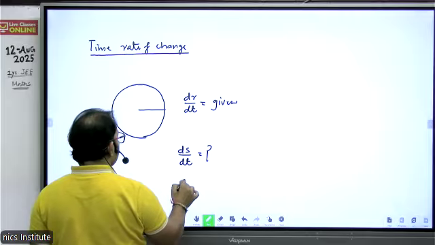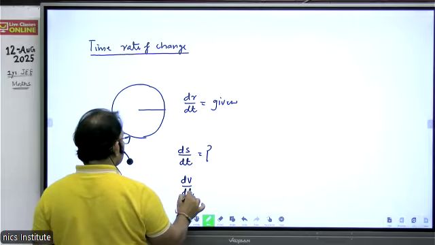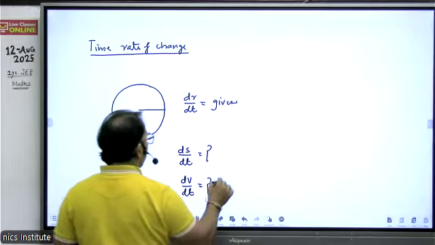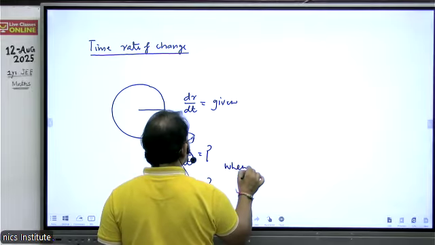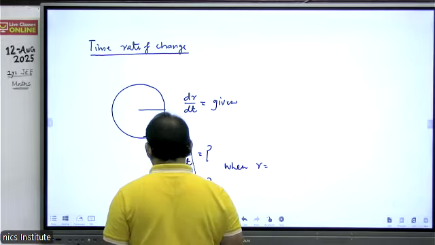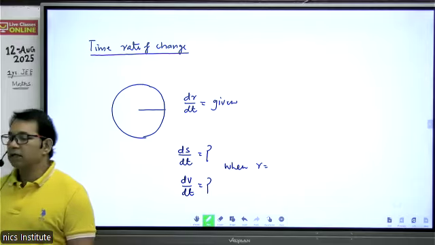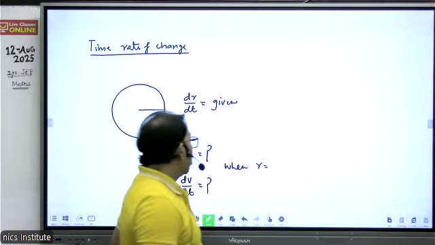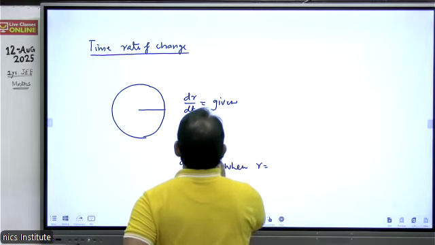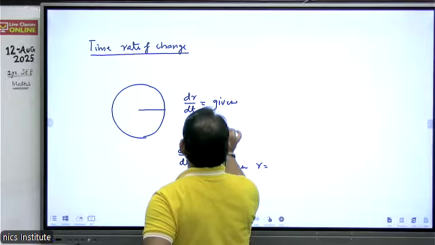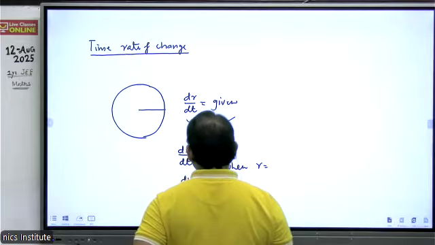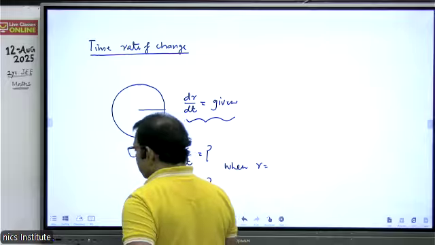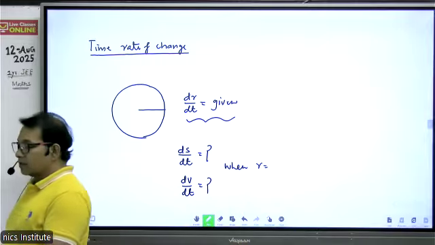What is dS by dt? What is dV by dt when r is so and so? These kind of questions are basically time rate of change questions where you've been given the rate of change in some quantity, and you've been asked the rate of change in some other quantities.